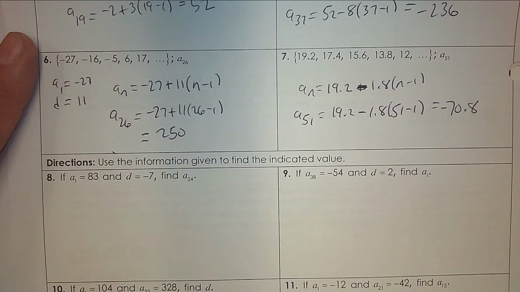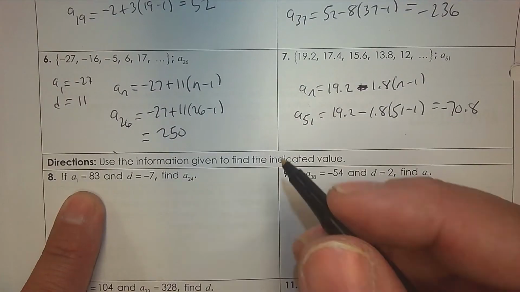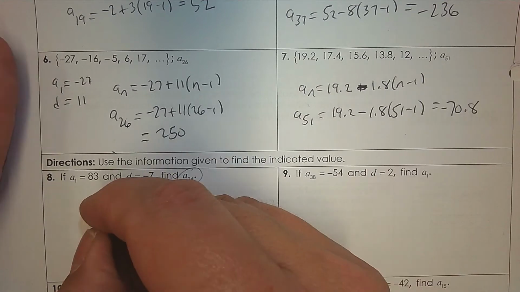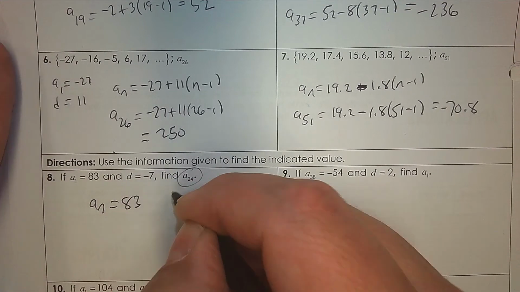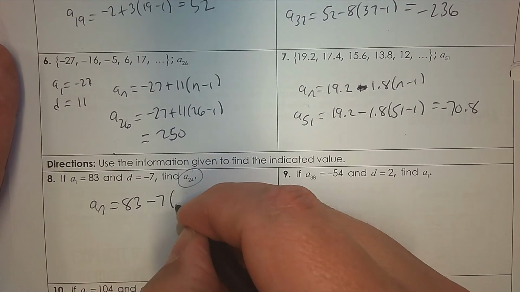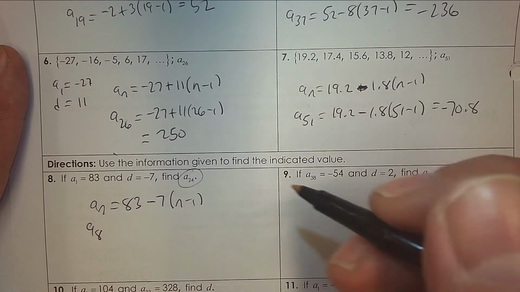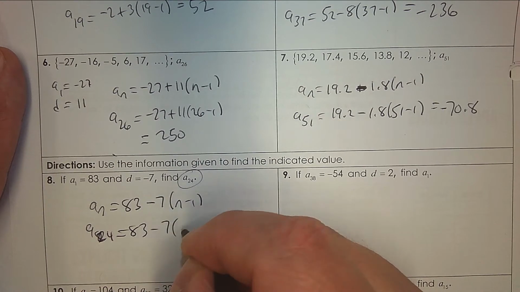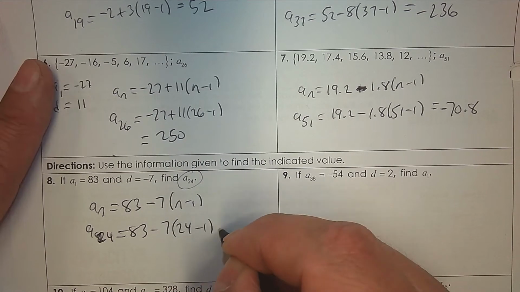It tells you the first term is 83, the common difference is negative 7. Can you find the 24th term? So the rule is the first term and then the common difference times n minus 1. So if I want to find the 24th term, I plug 24 into here and then I get my answer.